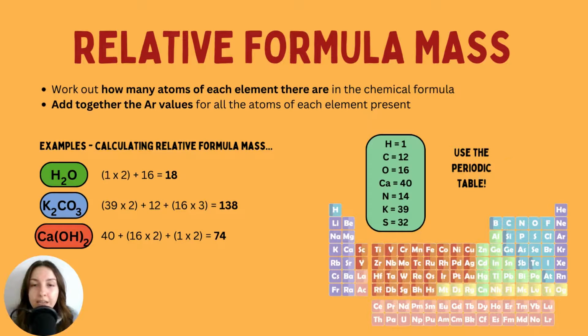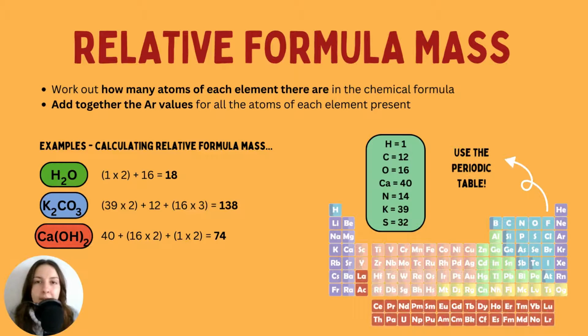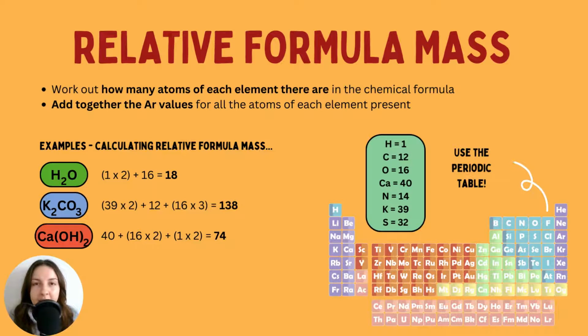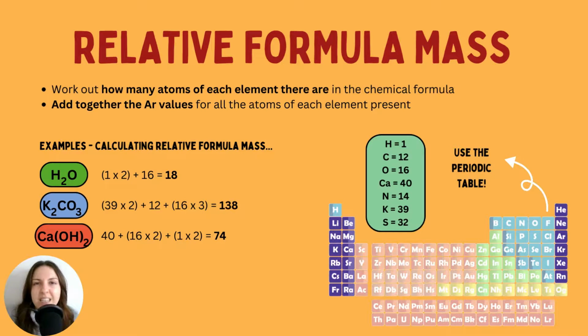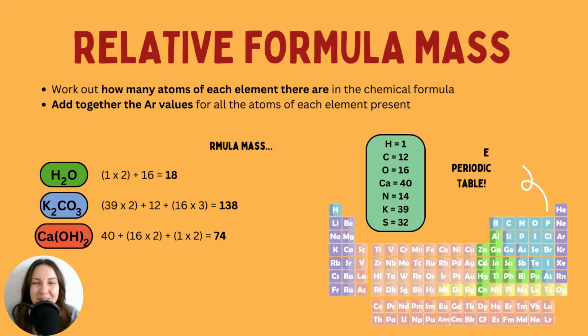One thing I will say, when you are working out these relative formula masses, I would recommend you write out every number with brackets around it. And that way, when you type it into your calculator, it's a lot easier to distinguish what is being times by what. You may also want to use a table method. That's something I've seen students do in the past as well. That can be quite helpful. So that might be helpful to you as well.